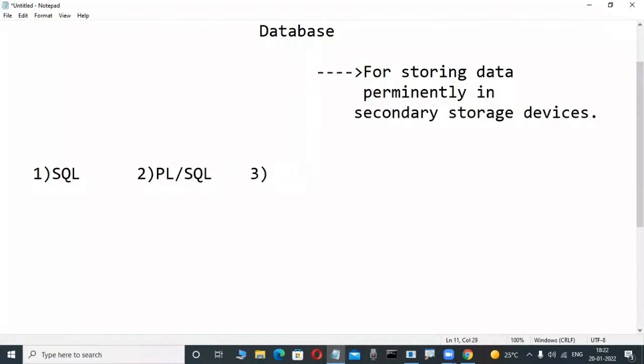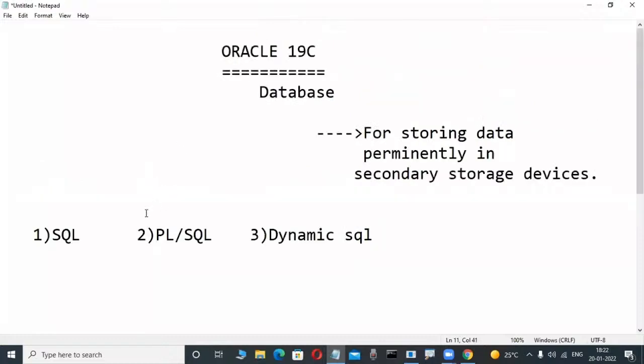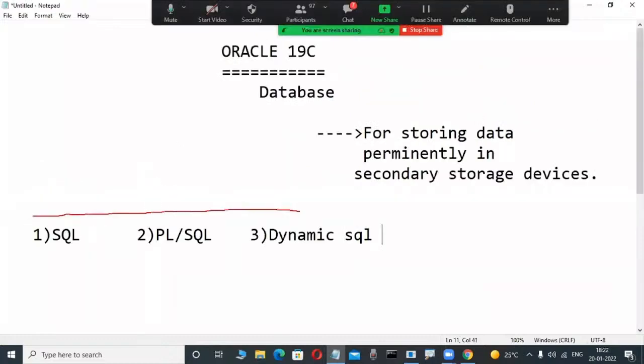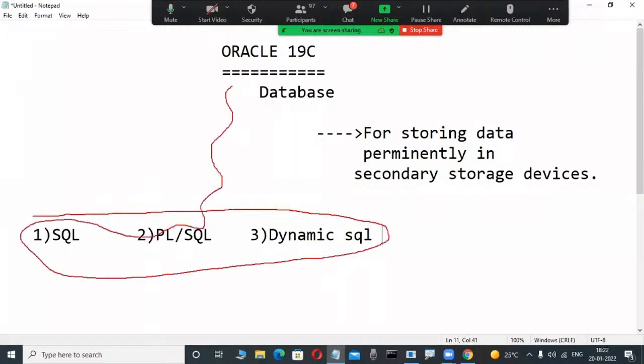Another language here. Dynamic SQL is a language. Dynamic SQL is a small one only, because we have good knowledge of PLSQL, so it is just a little bit of extension. Dynamic SQL language. You have an idea of these three languages. And through these three languages we are operating this software only, Oracle software.